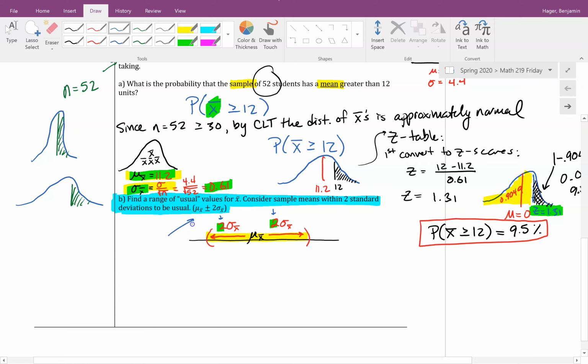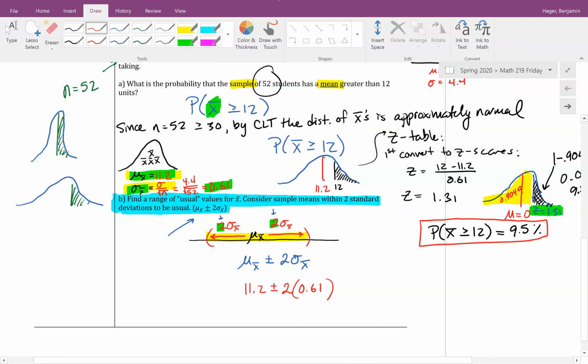Again, they give me the format here. I'm going to take the mean of my sample means, and add and subtract 2 standard deviations to that to create this window that captures everybody that we would consider normal. All the answers from these 52 folks that we would consider normal and not unusual. Well, the mean of my sample means is 11.2. The standard deviation of my sample means we found up here, that's 0.61.